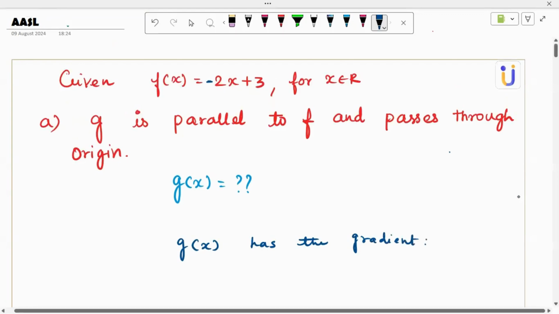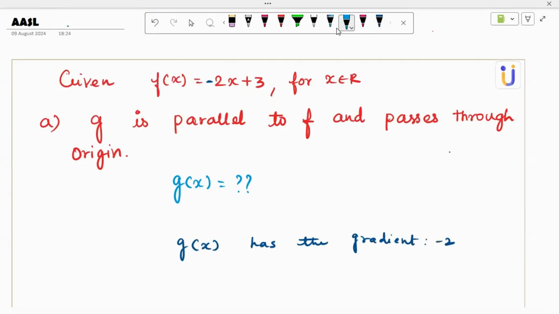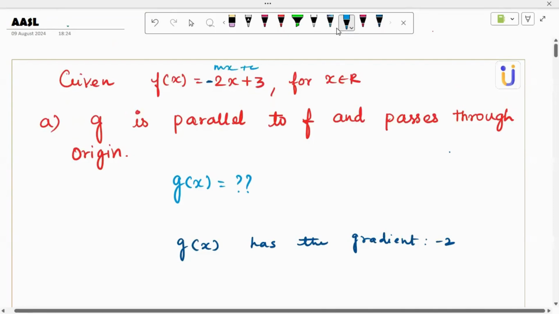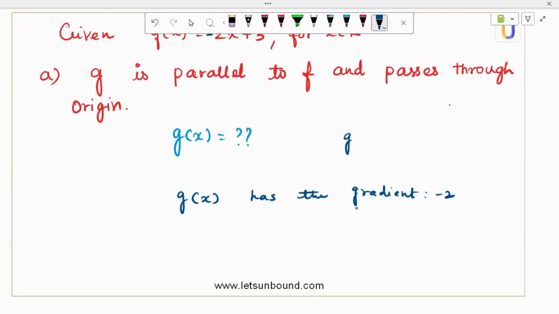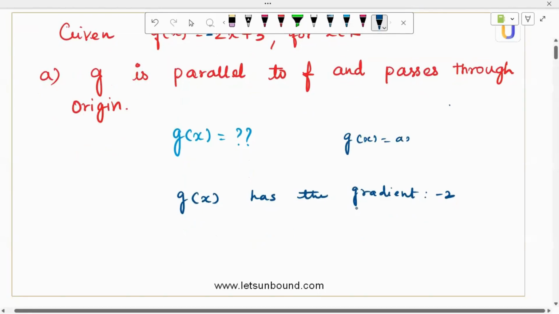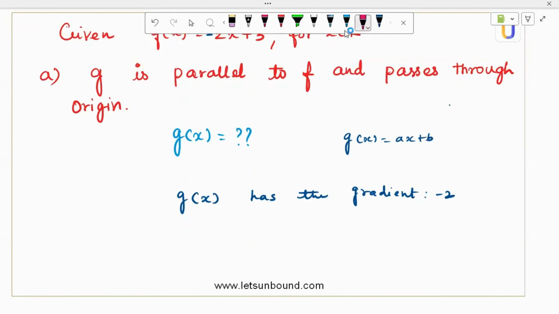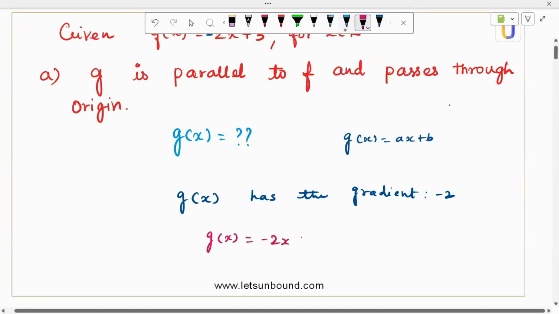How did I get this minus 2? Basically, this is the mx plus c form and f of x can be treated as y. m is the slope, so the corresponding m value is minus 2. So g of x has the gradient minus 2 and g of x takes this form. It's a linear function, g of x is equal to ax plus b, where a is the slope. Now g is partially constructed: minus 2x plus b.